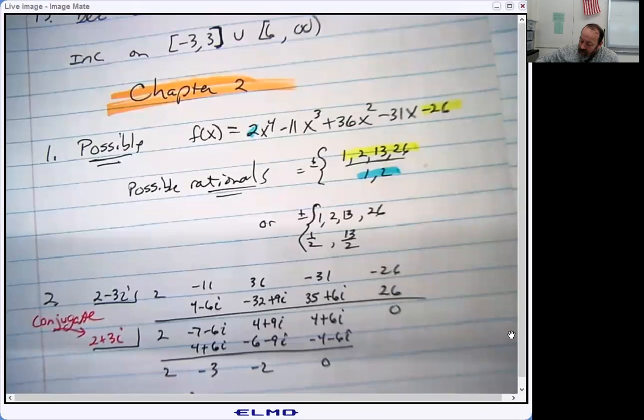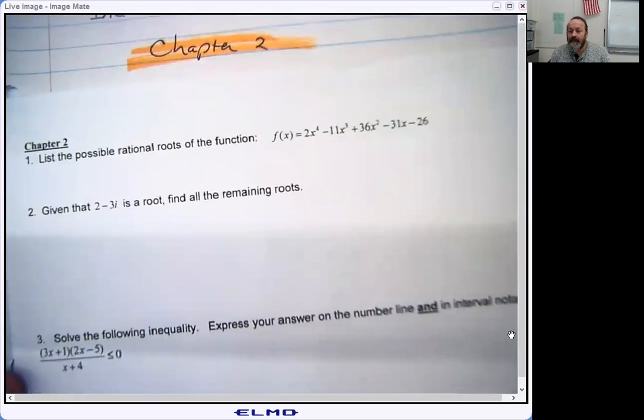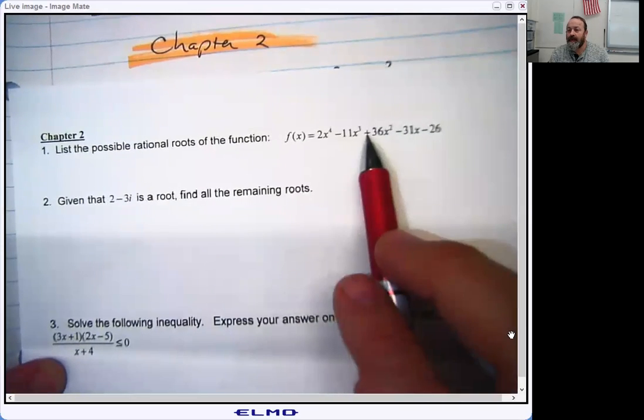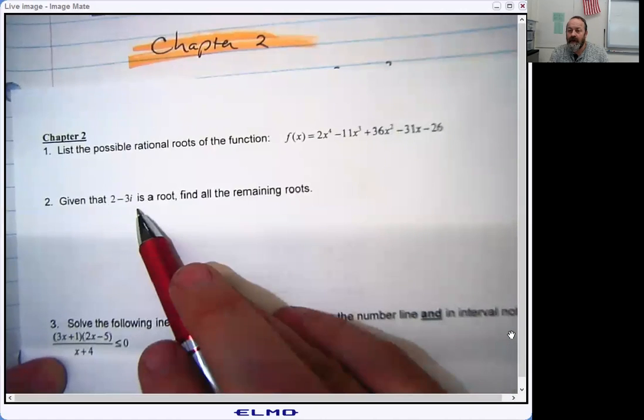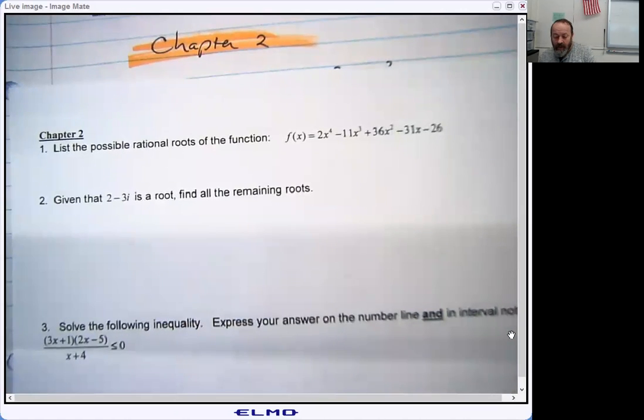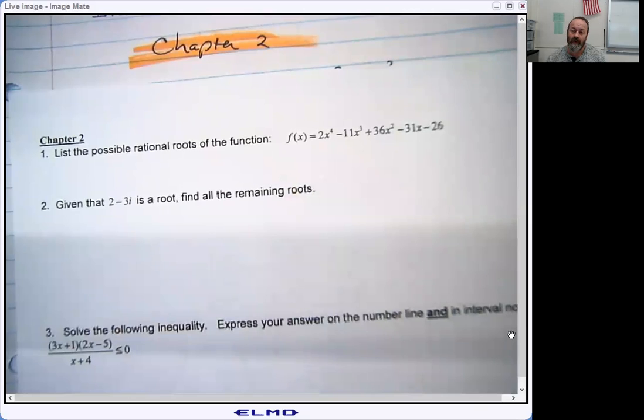So given this crazy polynomial above in number 1, for problem number 2, we said, let's suppose that I happen to know that 2 minus 3i is a root, and I want to find the rest of those. Now, that sounds like it's going to be a lot because this is a 4th degree polynomial, so there should be a total of 4 roots if you're going to find all of them. But when I told you that 2 minus 3i is a root, then by default we also know that 2 plus 3i has to be a root as well.